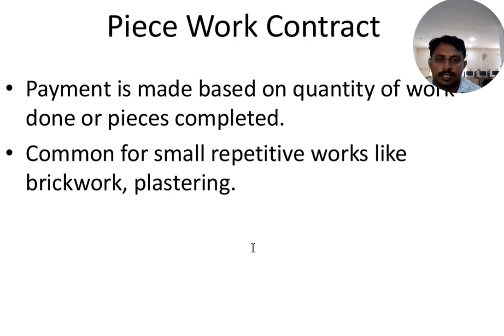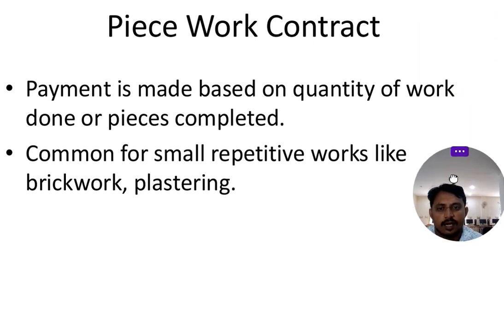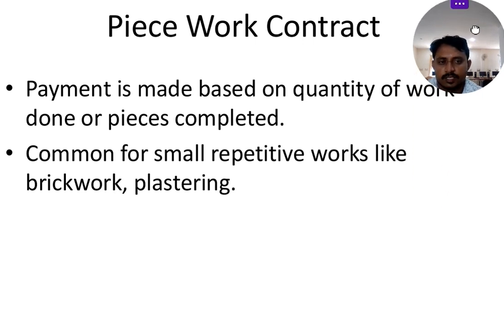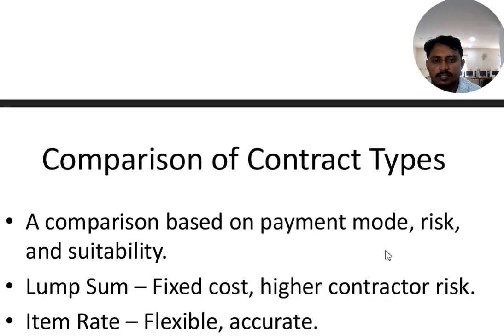Next, piece of work contract. This is the final type of contract. Payment is made based upon the quantity of work done or pieces completed. Payment is measured based on the quantity of work, how much work is done, for example on a daily basis, or based upon the work completion. Commonly, for repetitive works like brickwork and plastering, this piece of work contract will be used.